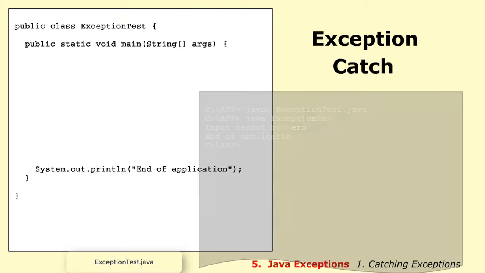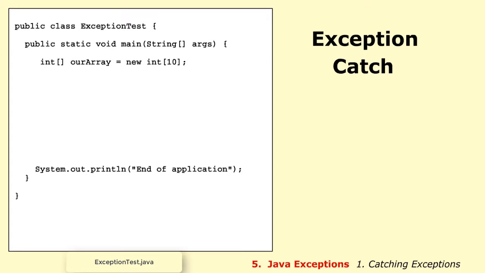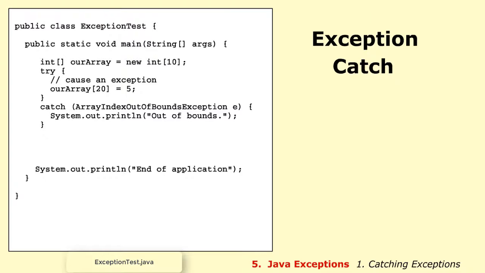Let's try another exception. Here we declare an array with 10 integer elements. And here we try to assign a number to an element that's out of range. Attempting to access an array element outside its range will cause the Java virtual machine to throw an array index out of bounds exception. So we put this code in a try block and catch the exception. Notice you must catch the right exception.